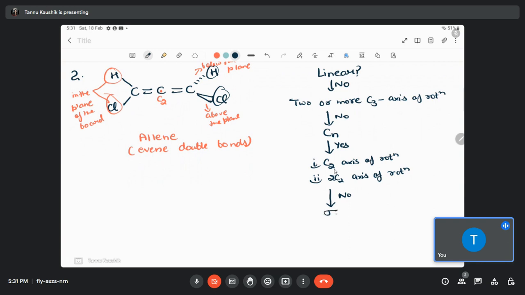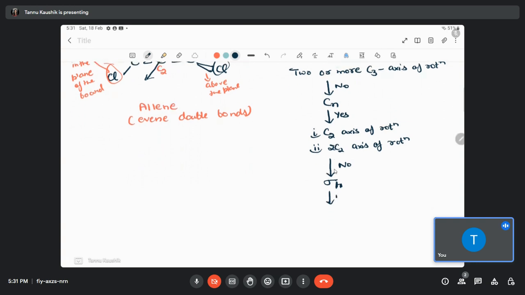Then we will check whether it has a horizontal plane. No. If this is the C2 axis here, the plane perpendicular to it doesn't have equivalent atoms on both sides of it. So we don't have a horizontal plane present in this molecule. Then we will check vertical planes.